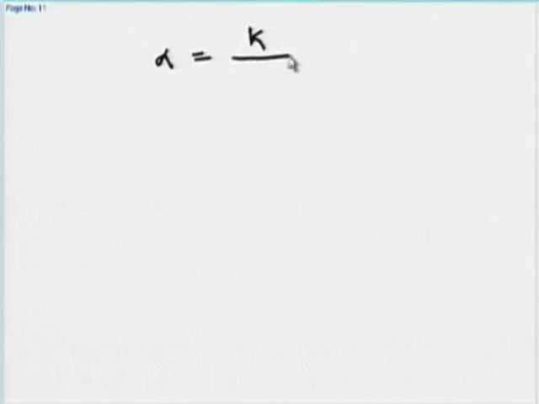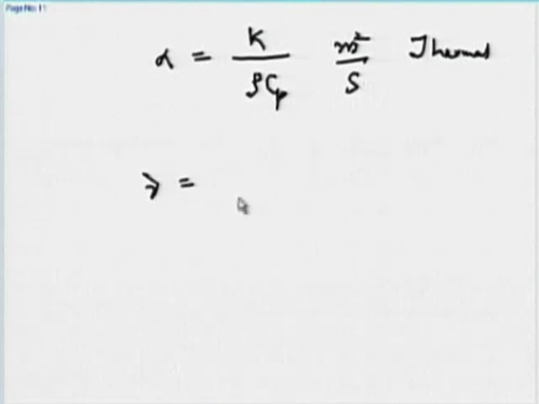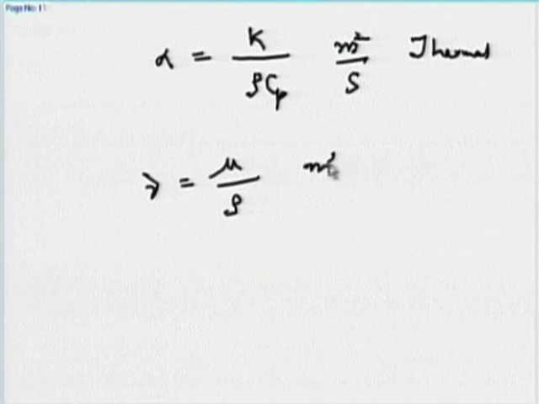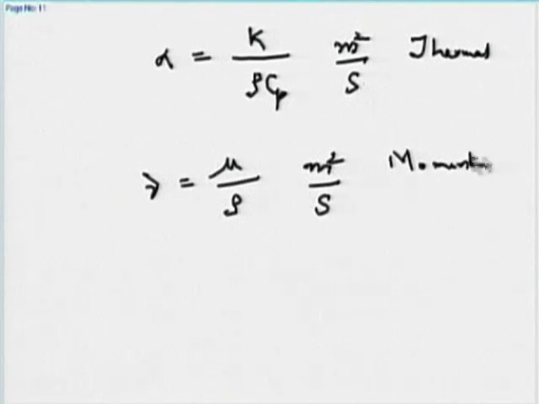Let us write, thermal diffusivity is equal to k by rho Cp. This has the units meter squared per second. This is thermal diffusivity, which means temperature is getting diffused. Nu equal to mu by rho also has the unit meter squared per second. This is momentum diffusivity. These basics are required when we go to convection. So, this is momentum diffusivity, this is thermal diffusivity. Both have the unit meter squared per second.